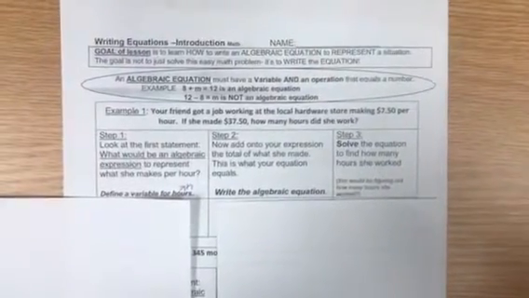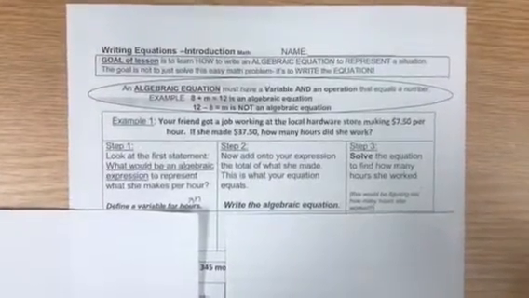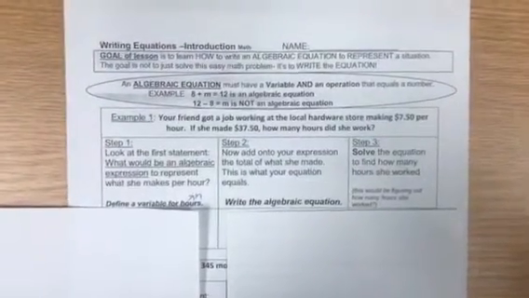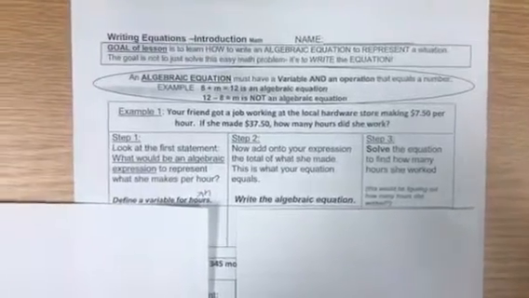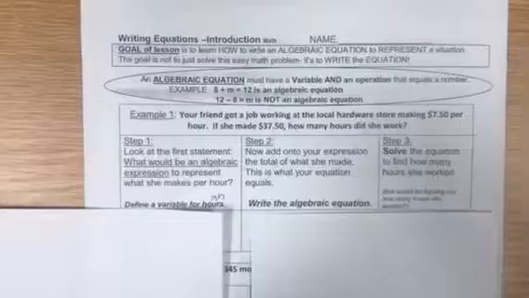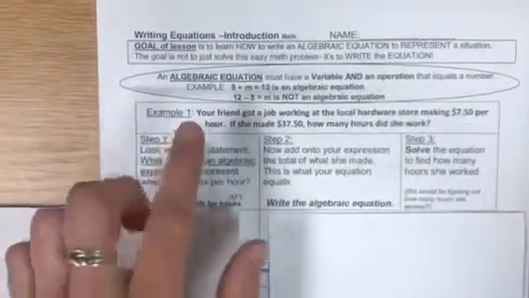The goal of today's lesson is to learn how to write an algebraic equation to represent a situation. Our goal is not just to solve the math problem. I know that you can all solve these problems pretty quickly, but I want you to actually write the equation, then you can solve it. So the algebraic equation must have a variable and an operation, and it has to equal the number.